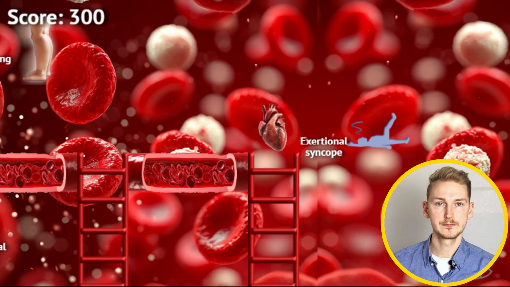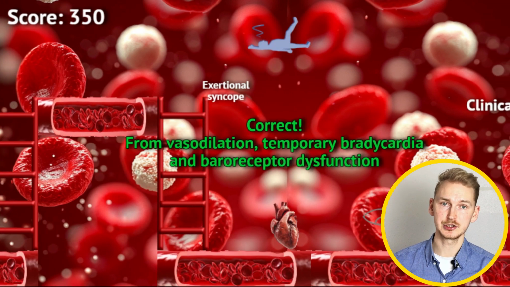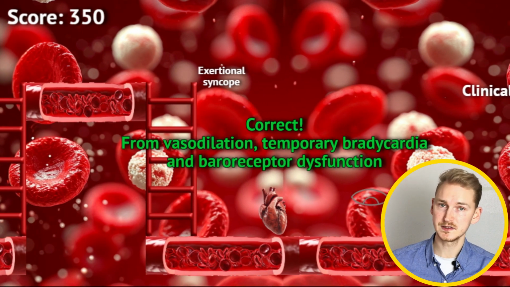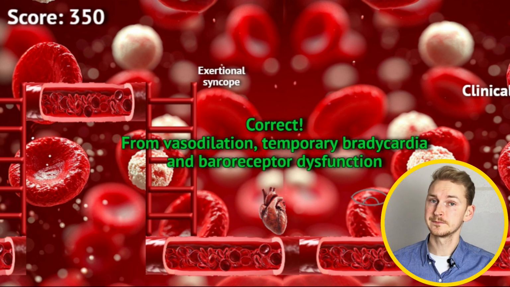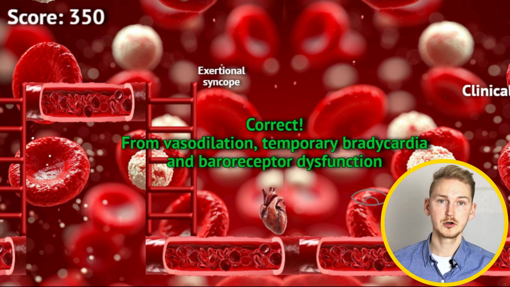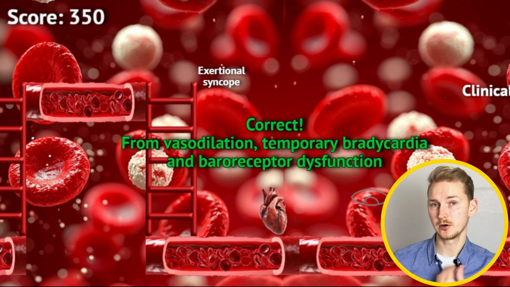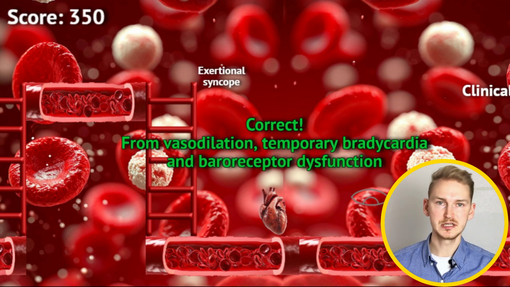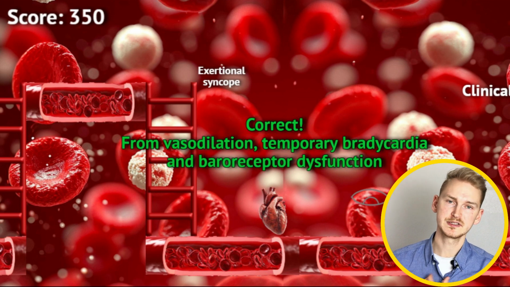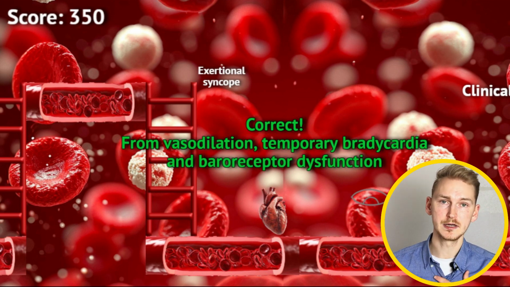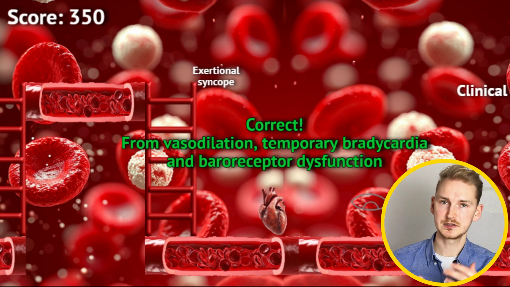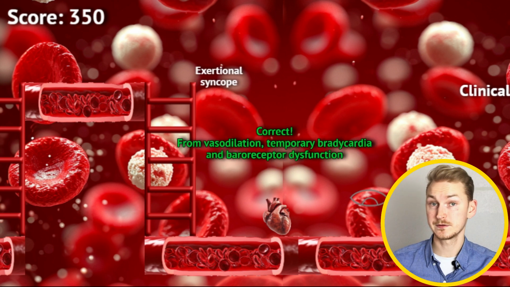Exertional syncope. Exercise causes vasodilation, and when the aortic stenosis can't keep up with the cardiac output, blood pressure drops, and you faint. Exercise can also cause temporary bradycardia. Bradycardia should be avoided in aortic valve stenosis to maintain the cardiac output. We also think that patients with aortic valve stenosis have some degree of baroreceptor dysfunction so that the heart rate and vascular constriction is not increased in response to the exercise.